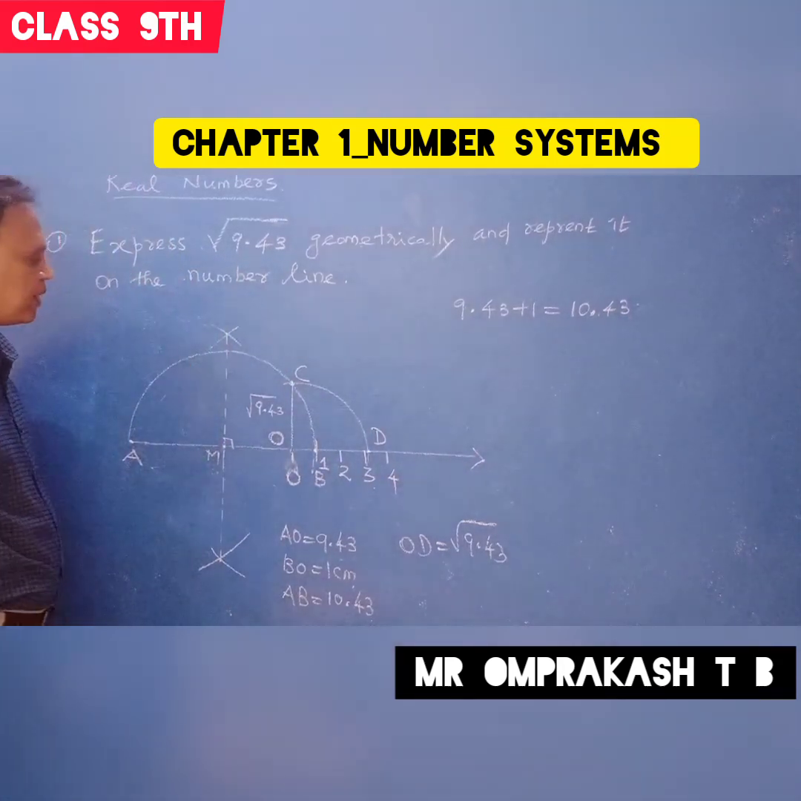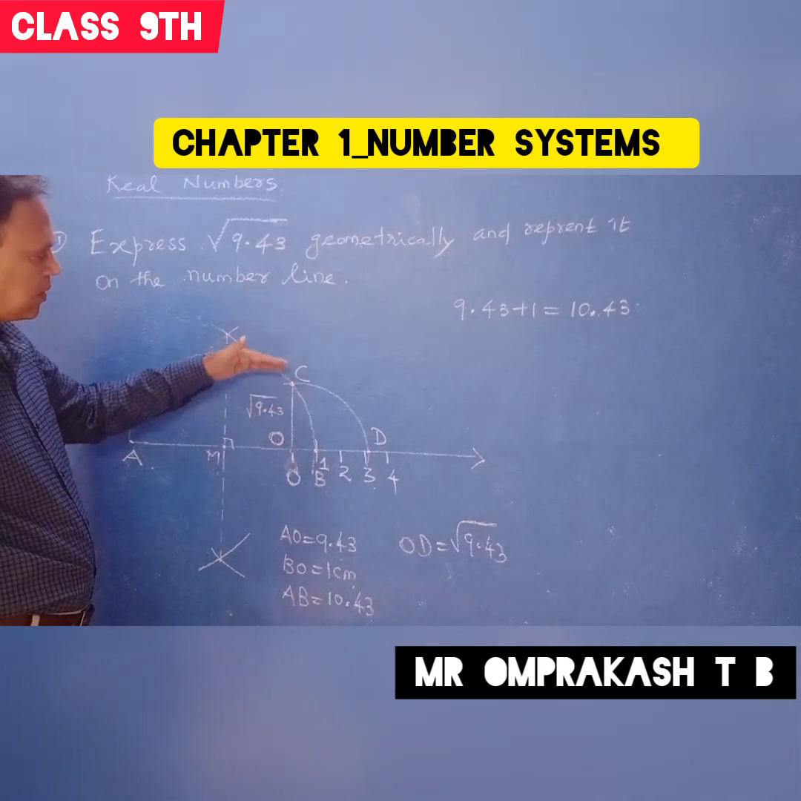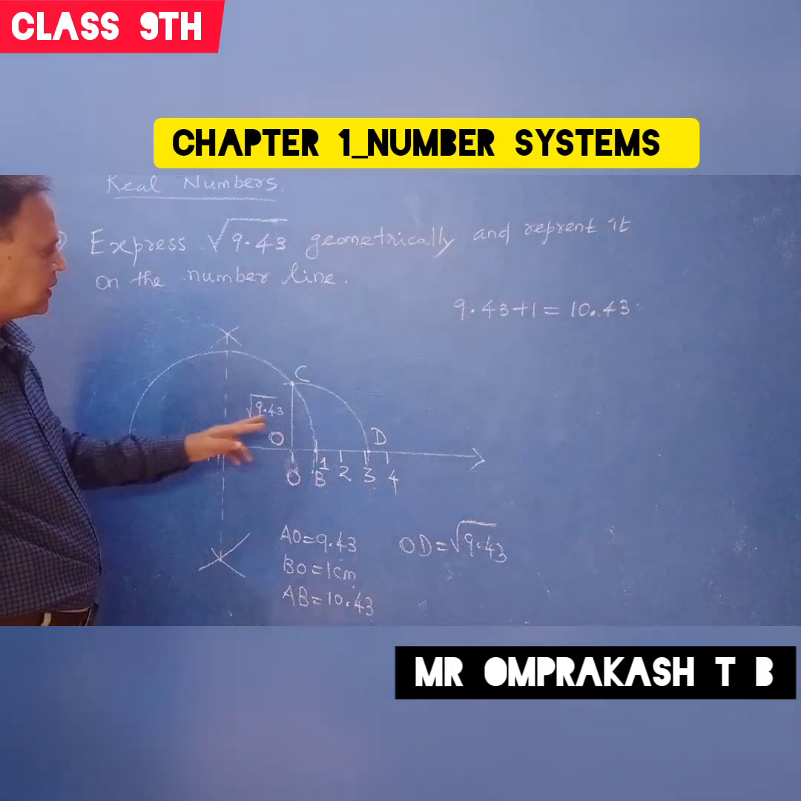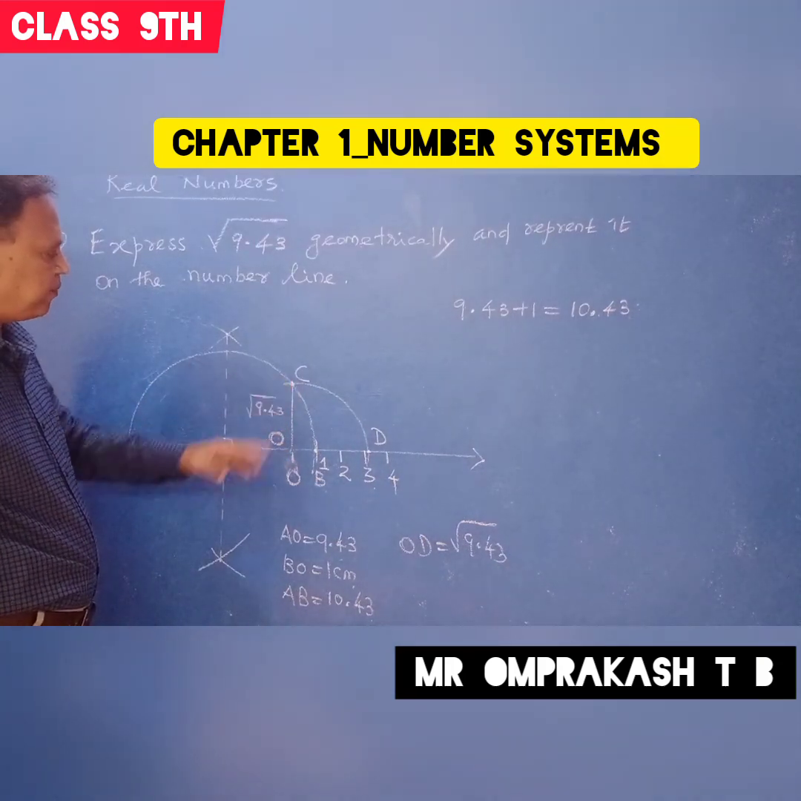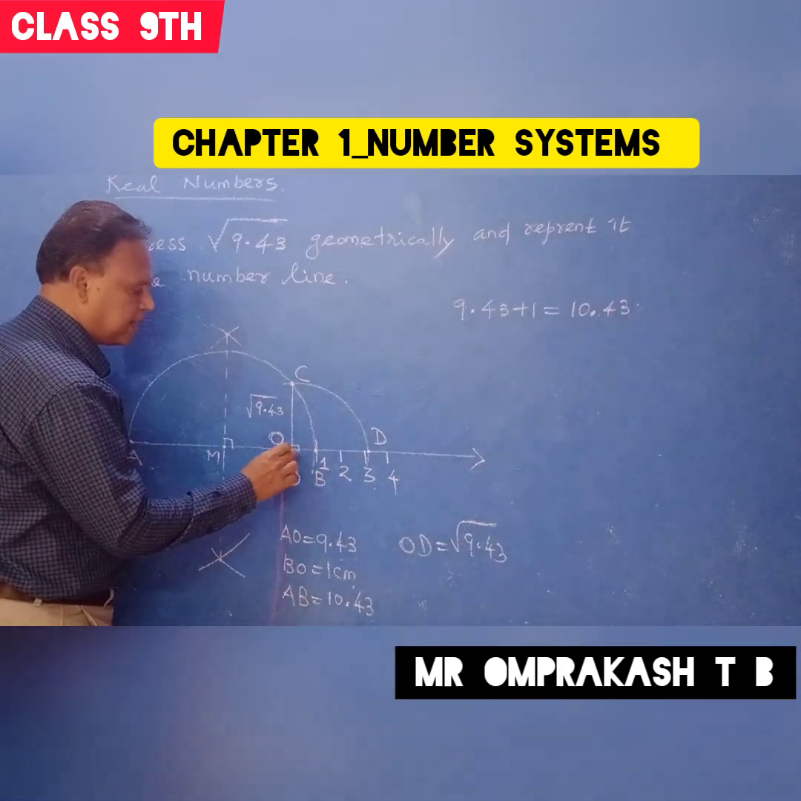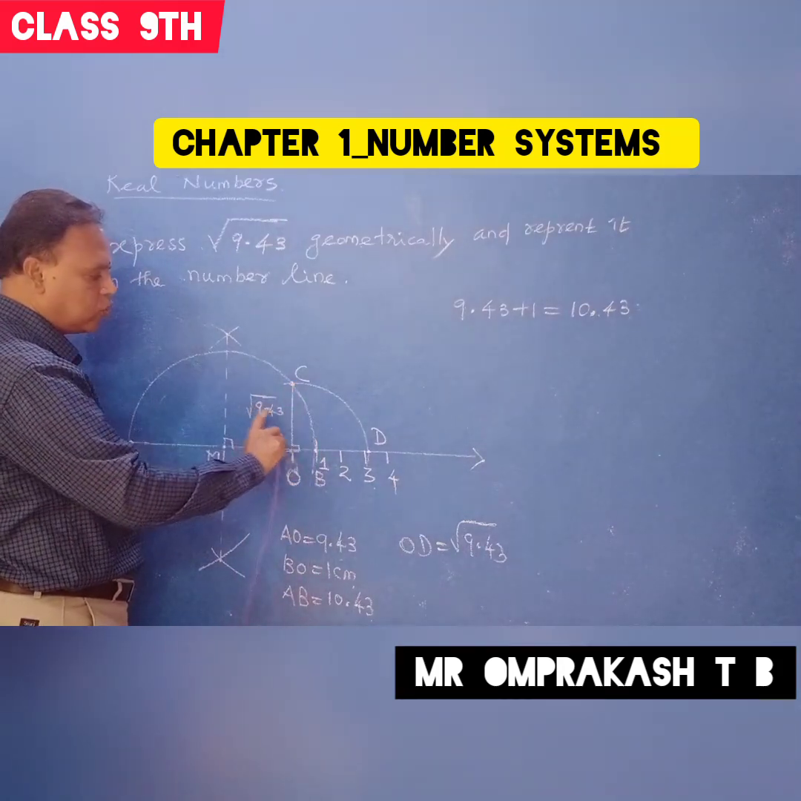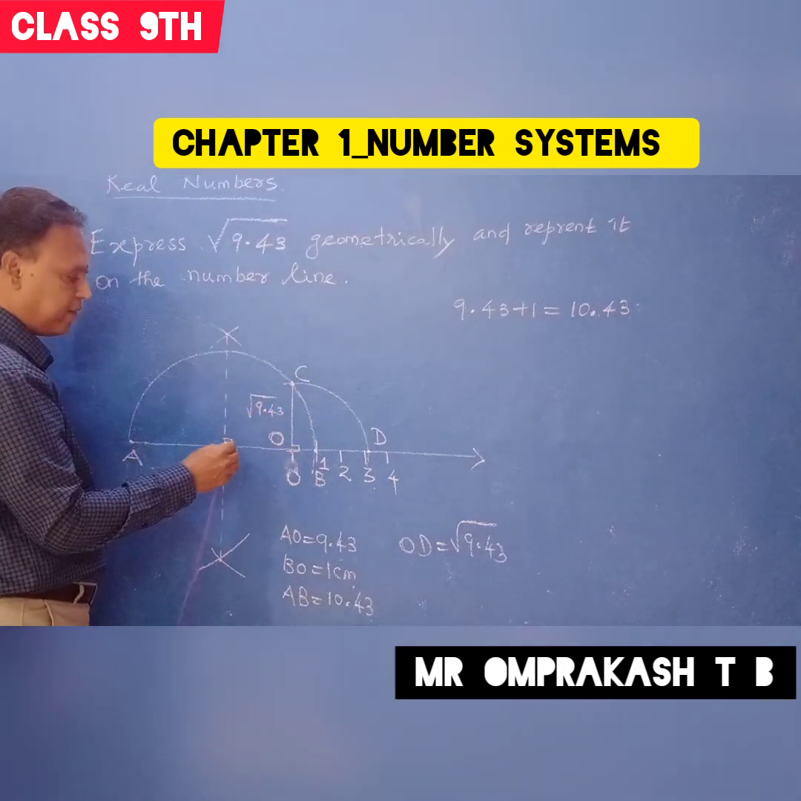Now at O you have to draw a perpendicular. At O you draw a perpendicular line. Understand? Then the line will meet at C. This is the perpendicular line, and it meets at C. So this is OC, that is root over 9.43.